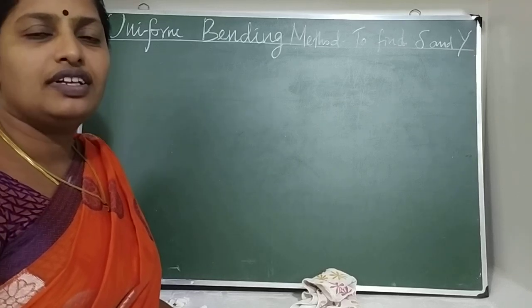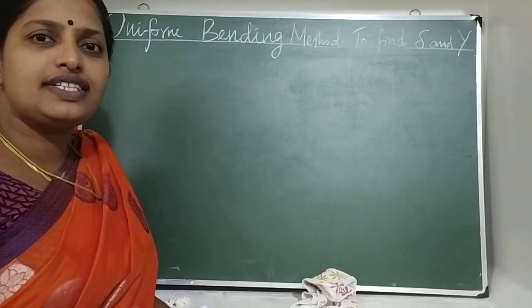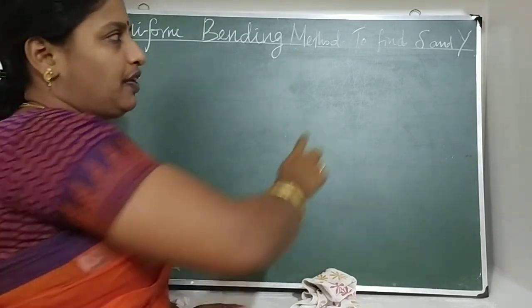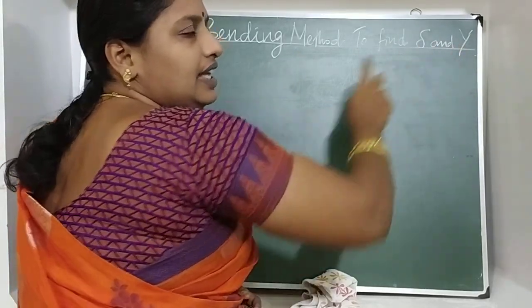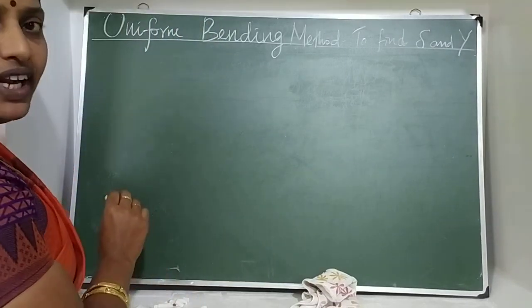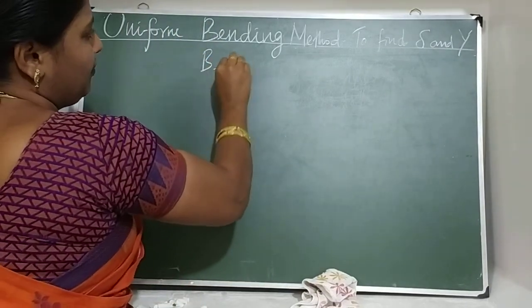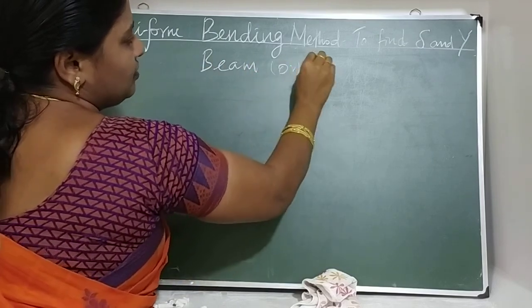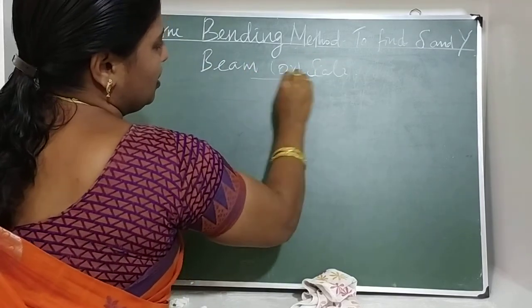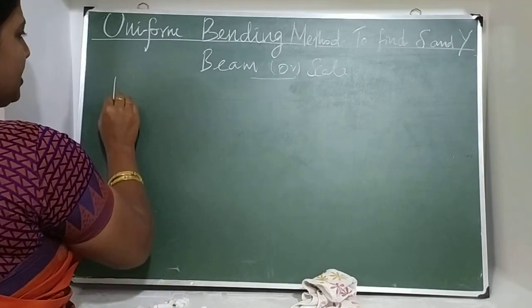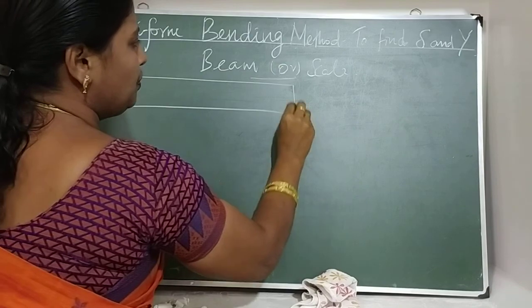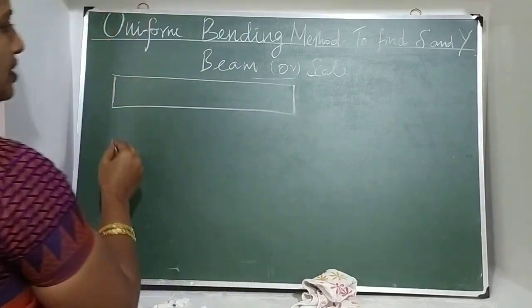Good morning students. Now we are going to discuss the topic: the uniform bending method to find the elevation and Young's modulus of the given beam or scale. You take an iron rod or a wooden scale, then a 1 meter wooden scale. These have a uniform rectangular cross section.